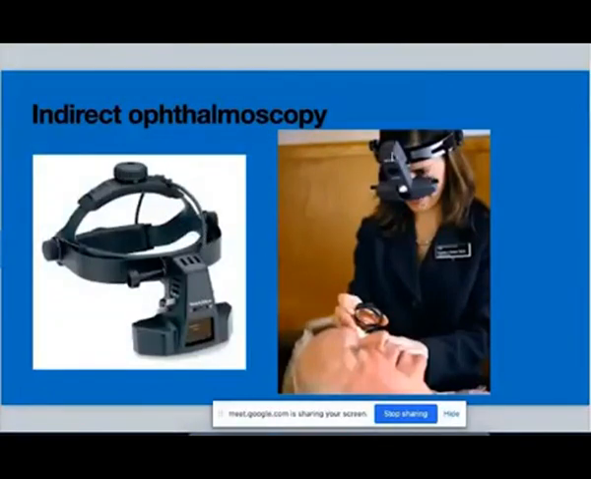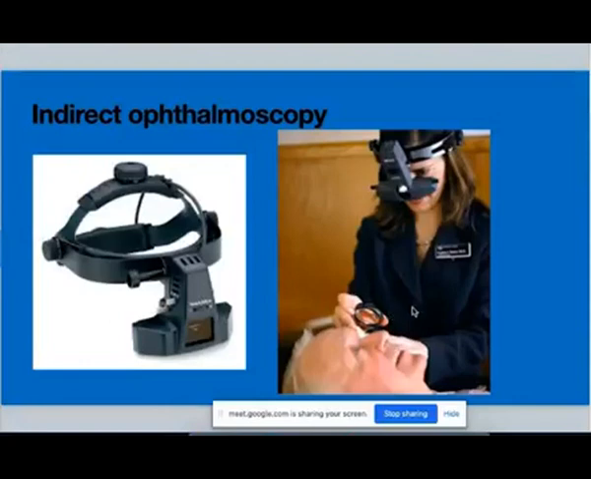It's placed on the head, and the ophthalmologist is examining the patient from a distance using a lens, which is called a 20 diopter lens. This technique allows us to examine the retina in its entirety. You can see the complete periphery. You ask the patient to move the eyes above, below, left and right, and you can see the patient completely.